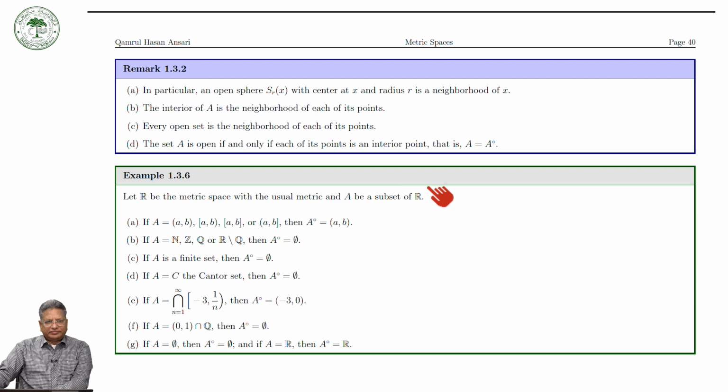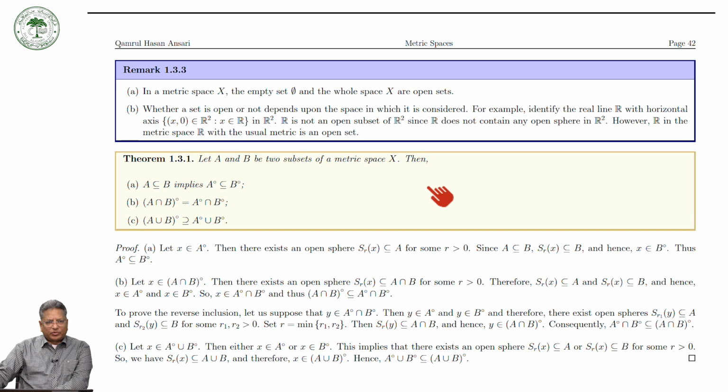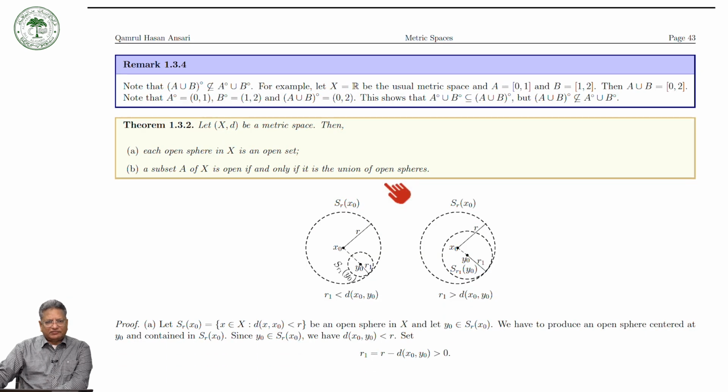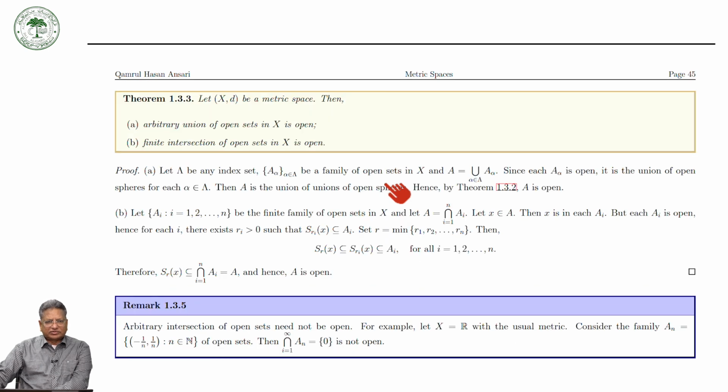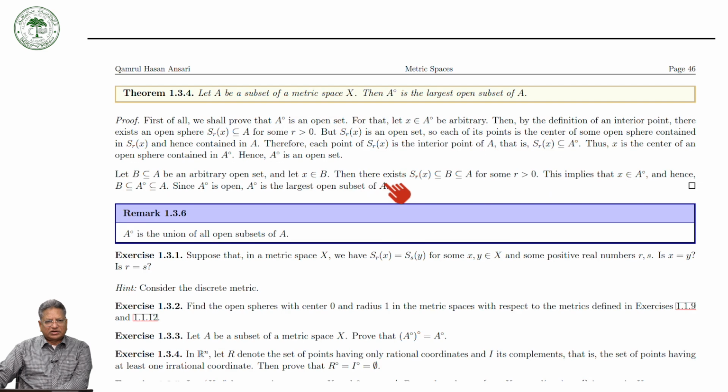This we have done, and then we have seen several examples. We have proved several properties of interior and closed sets, and we have proved that every open sphere is an open set, and that a subset A of X is open if and only if it is the union of open spheres. And then we have proved that an arbitrary union of open sets is open and a finite intersection of open sets is open.